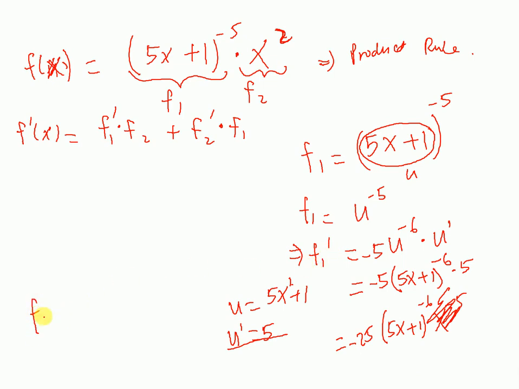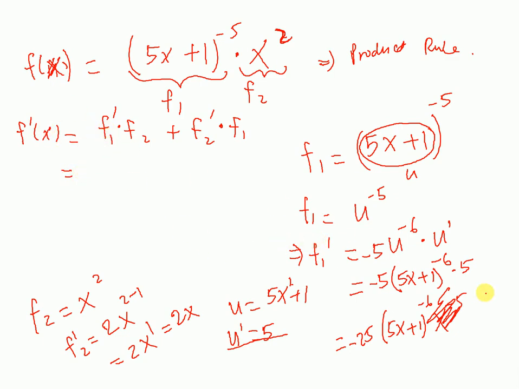What about f2? f2 is easy. We have the power of x, so f2 prime is what? I bring down a 2, right? I subtract 1 from that. 2 minus 1 is just 1, so it's 2x. Now I have f2 prime and f1 prime. I can plug into this formula.